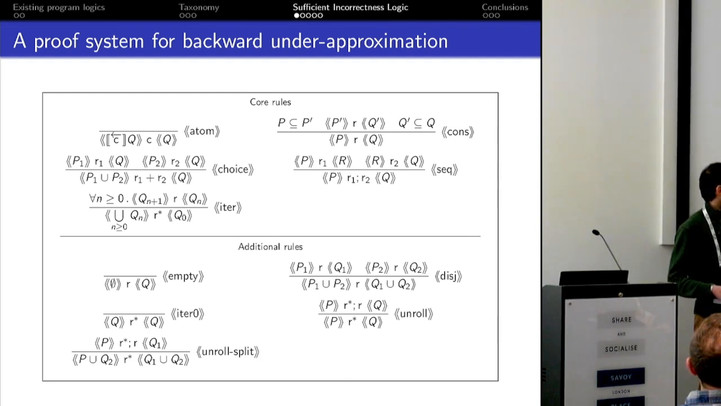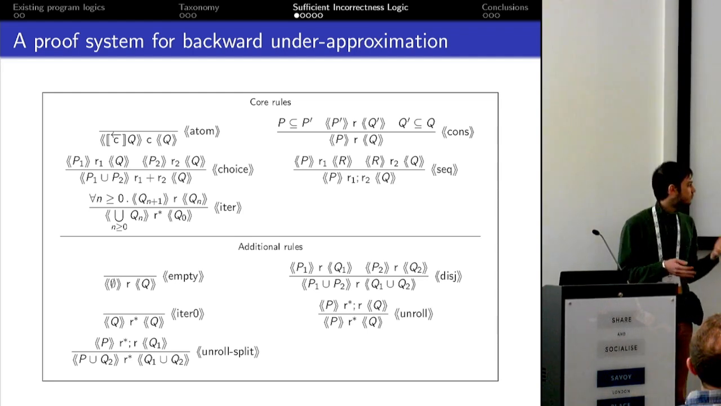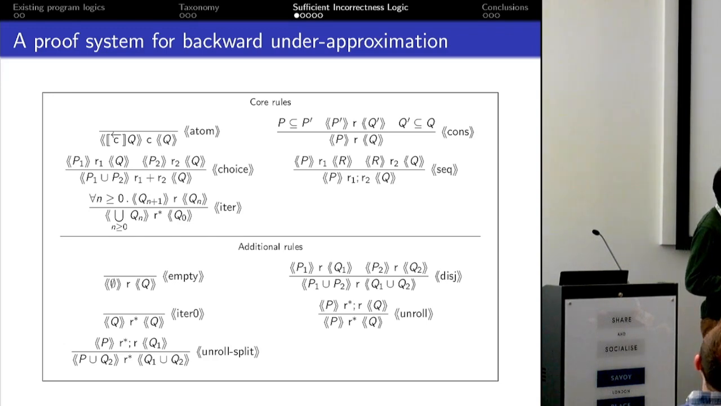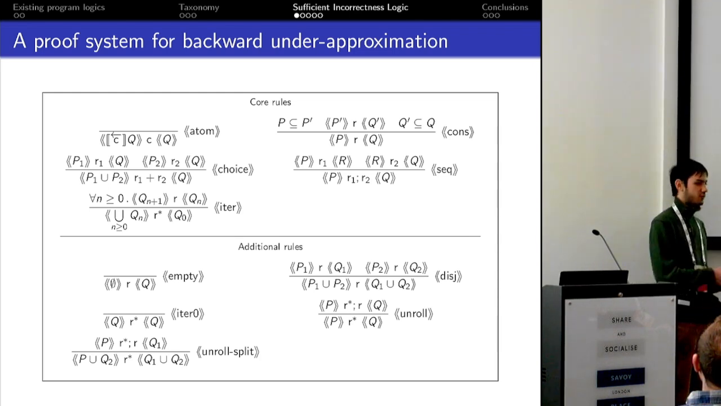And then we define some extra additional rules that are useful and can help in doing the analysis. And as Peter said, this has some things in common with incorrectness logic. For instance, the rule for sequential composition is the same, but what is more interesting are these rules for iteration, iter0 and unroll, that basically allow us to do a finite amount of unrolling of the loop and stop, and this gives us a sound under-approximation.